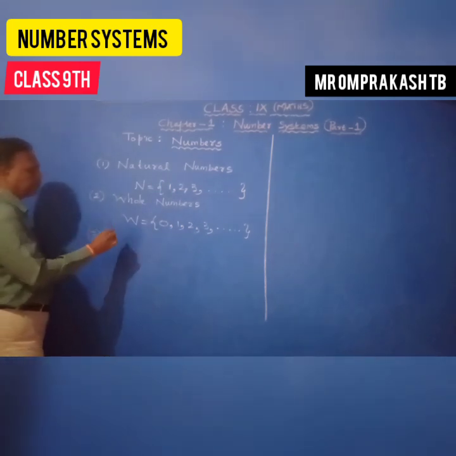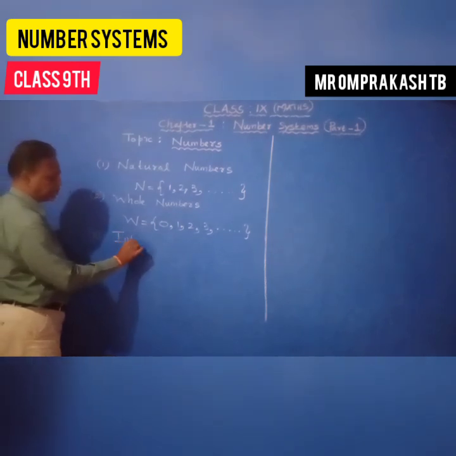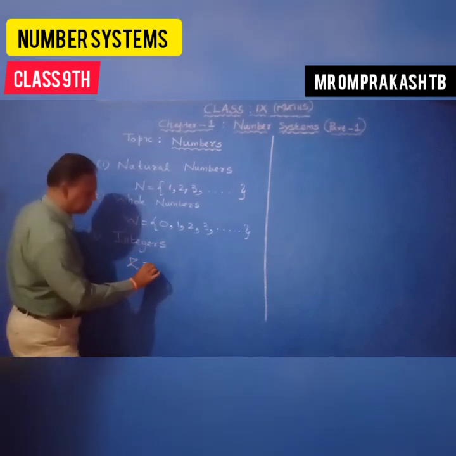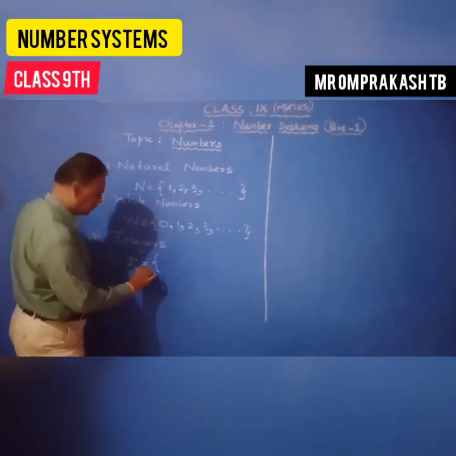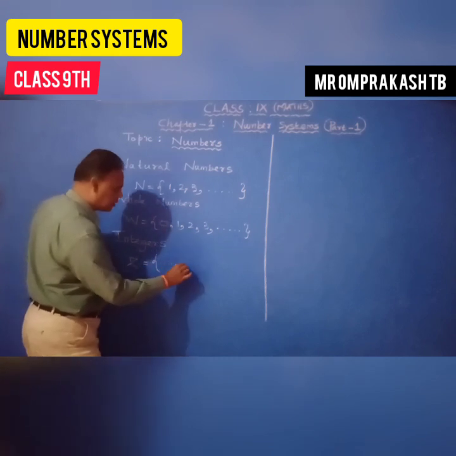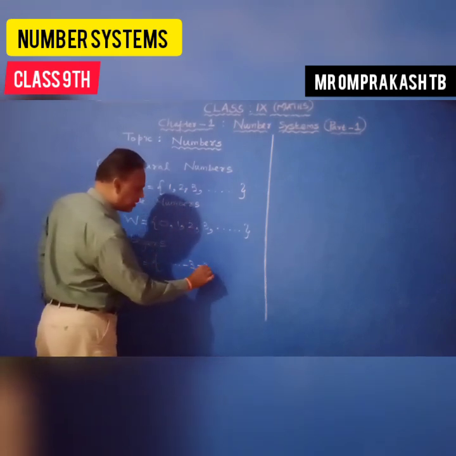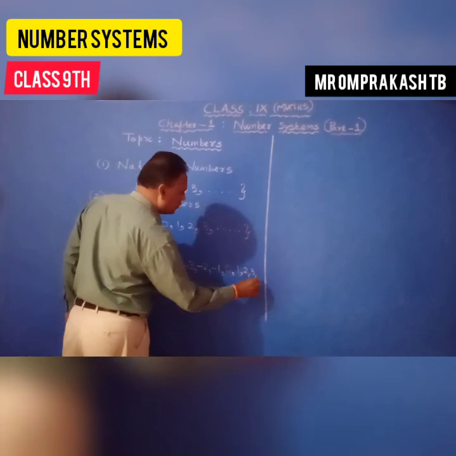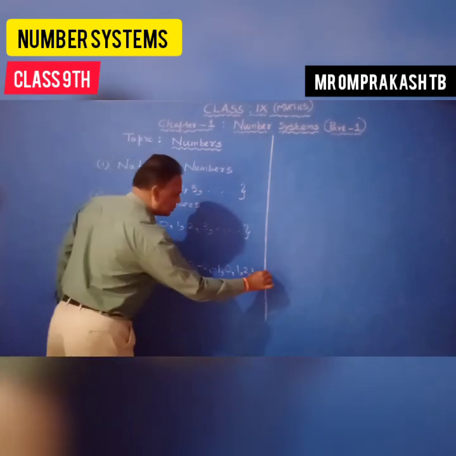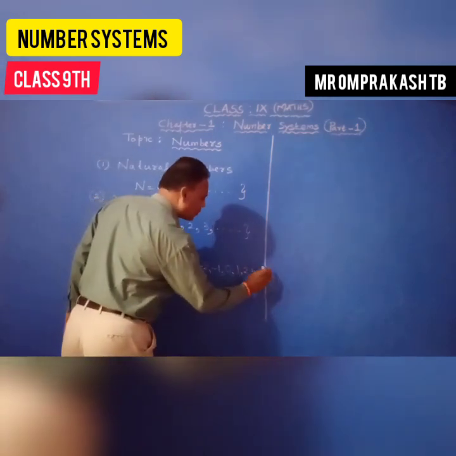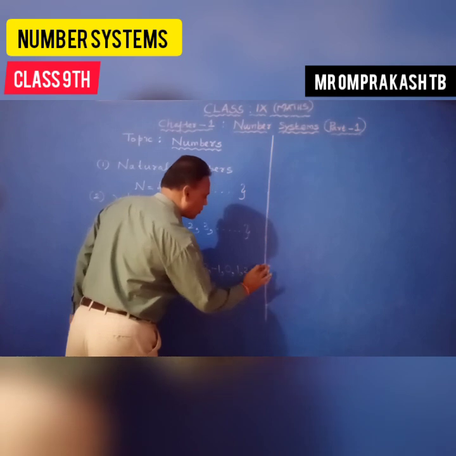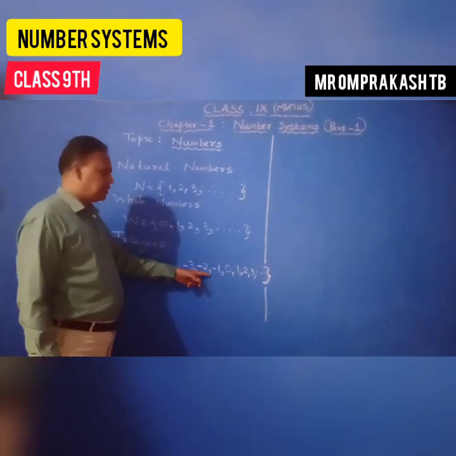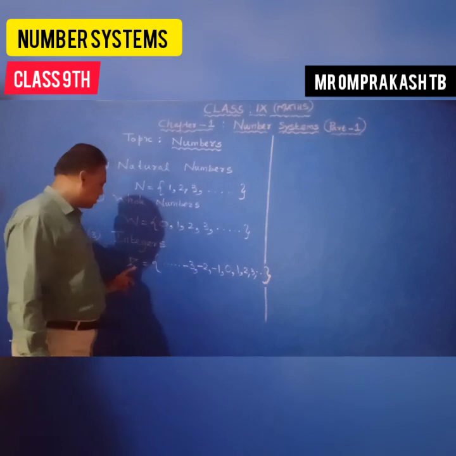Third one, integers. It is denoted by capital Z. Set of all numbers including negative numbers, that is -3, -2, -1, 0, 1, 2, 3, etc. Including negative numbers in the whole numbers, that is called integers.